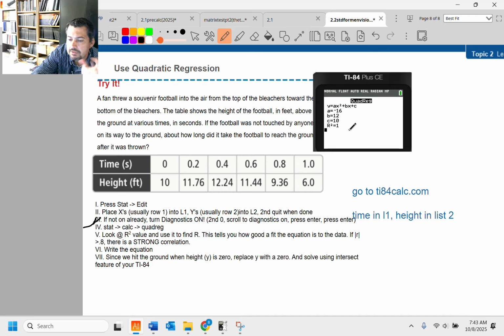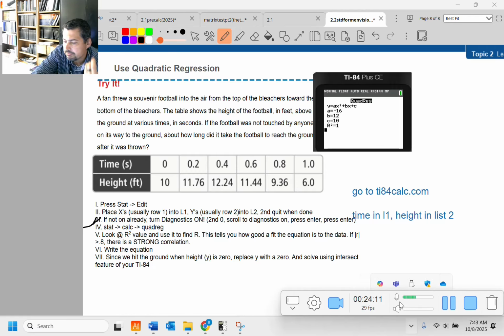But anyways, go through the process, see if you can come up with this equation, negative 16x squared plus 12x plus 10. And I ran out of time. Hopefully you try it. Can't make you though. See you tomorrow.